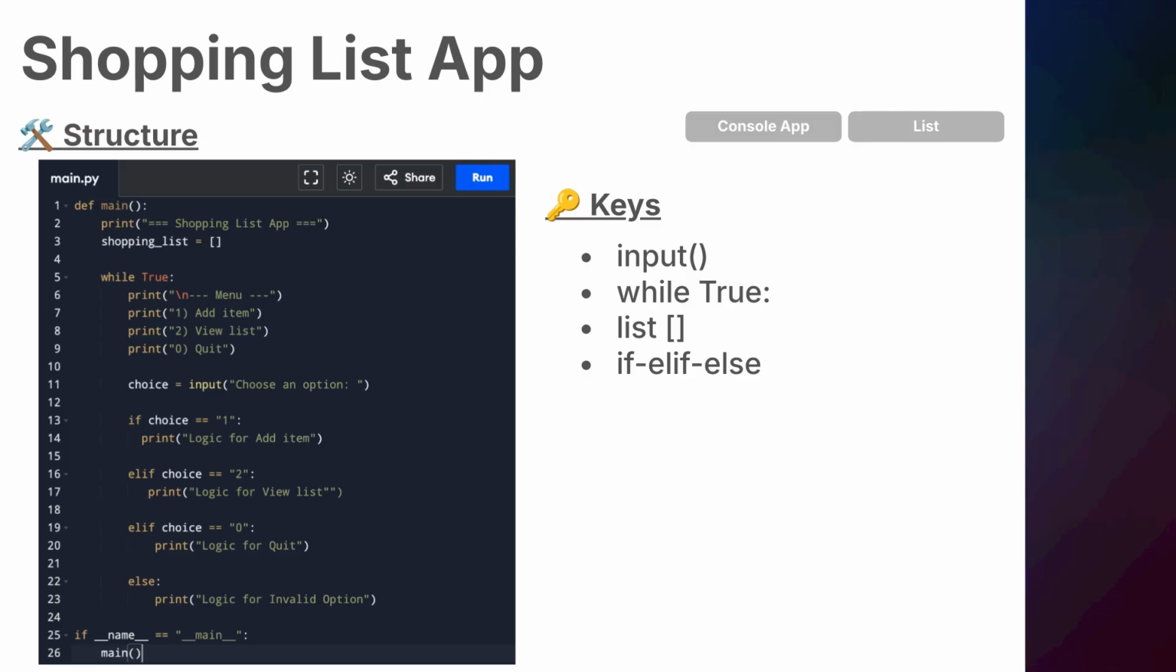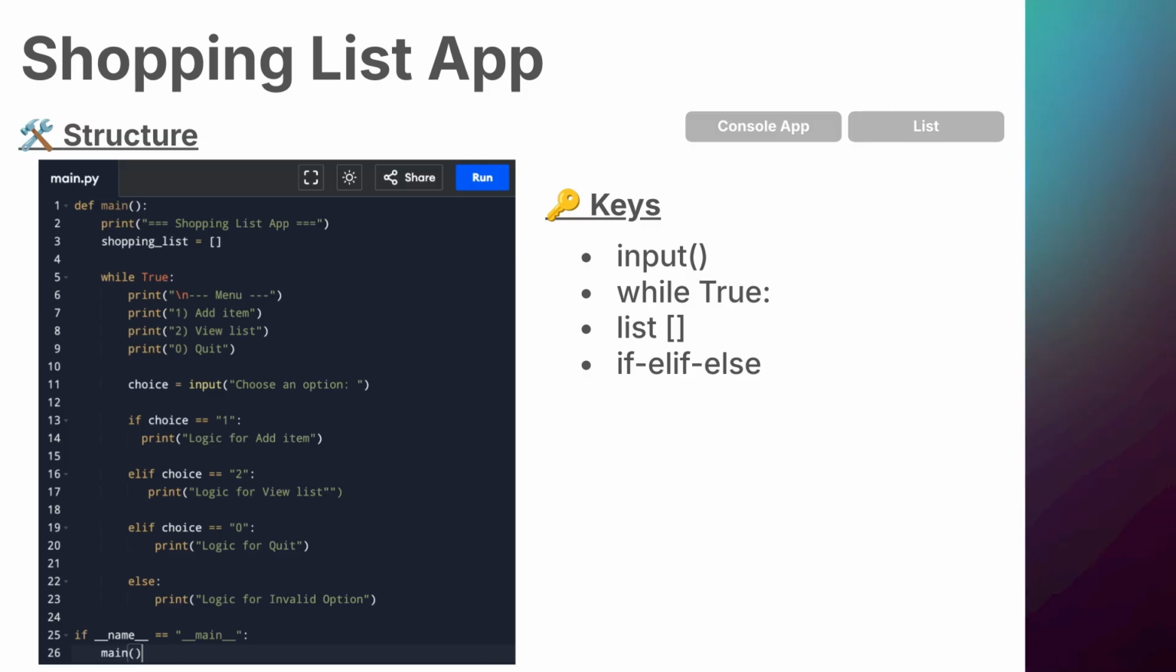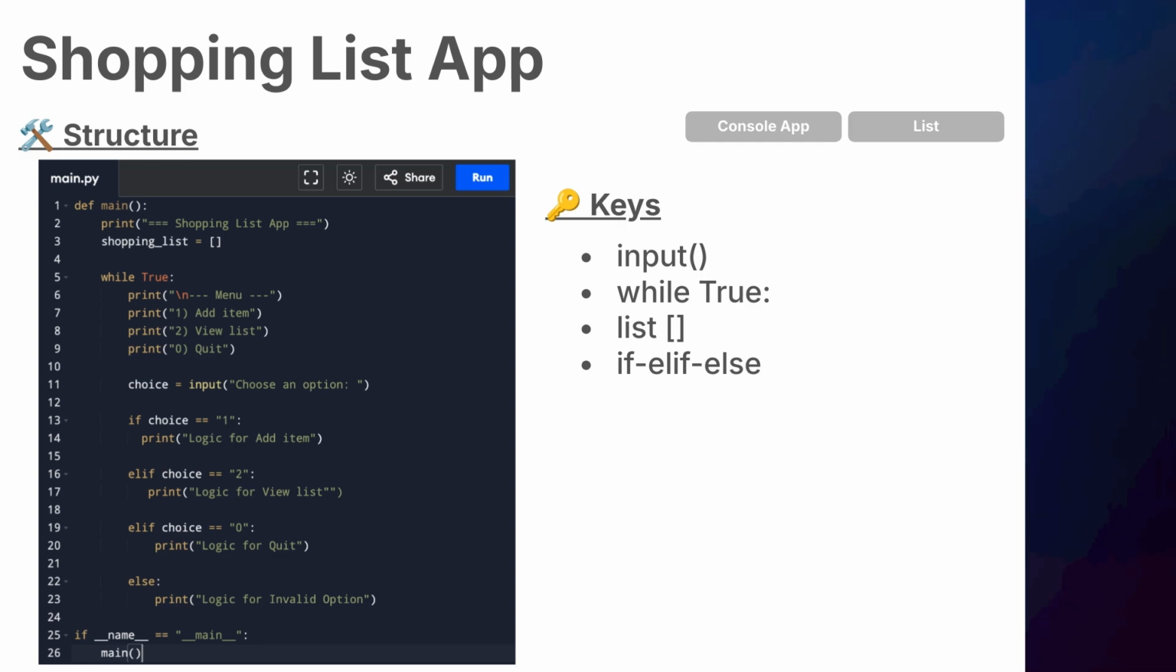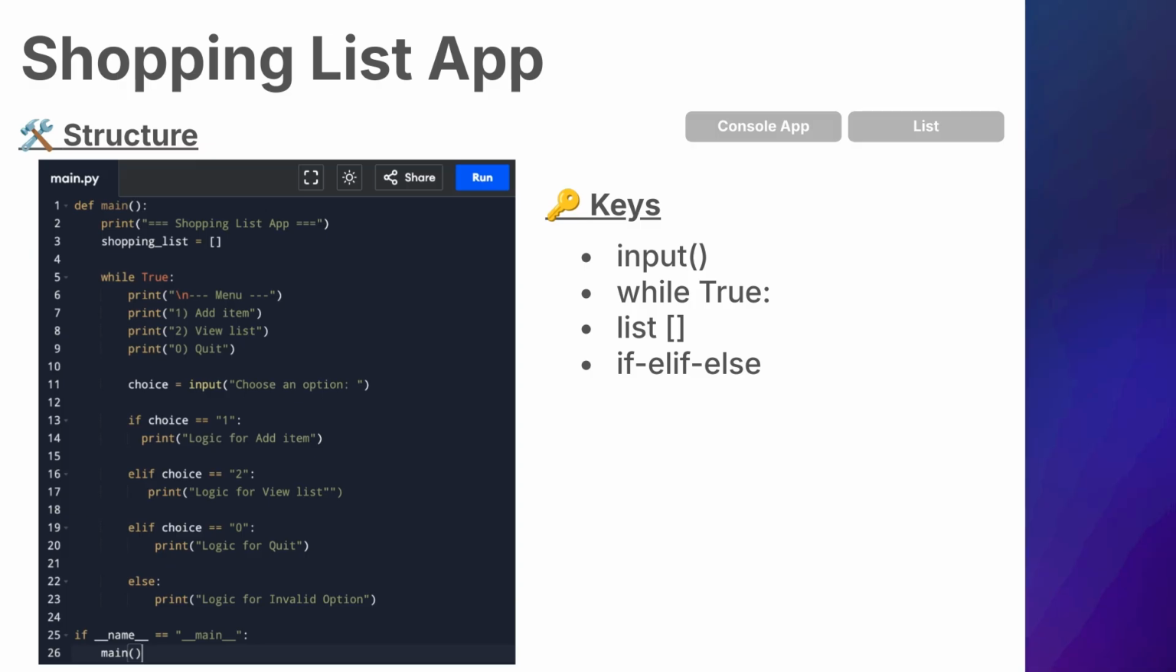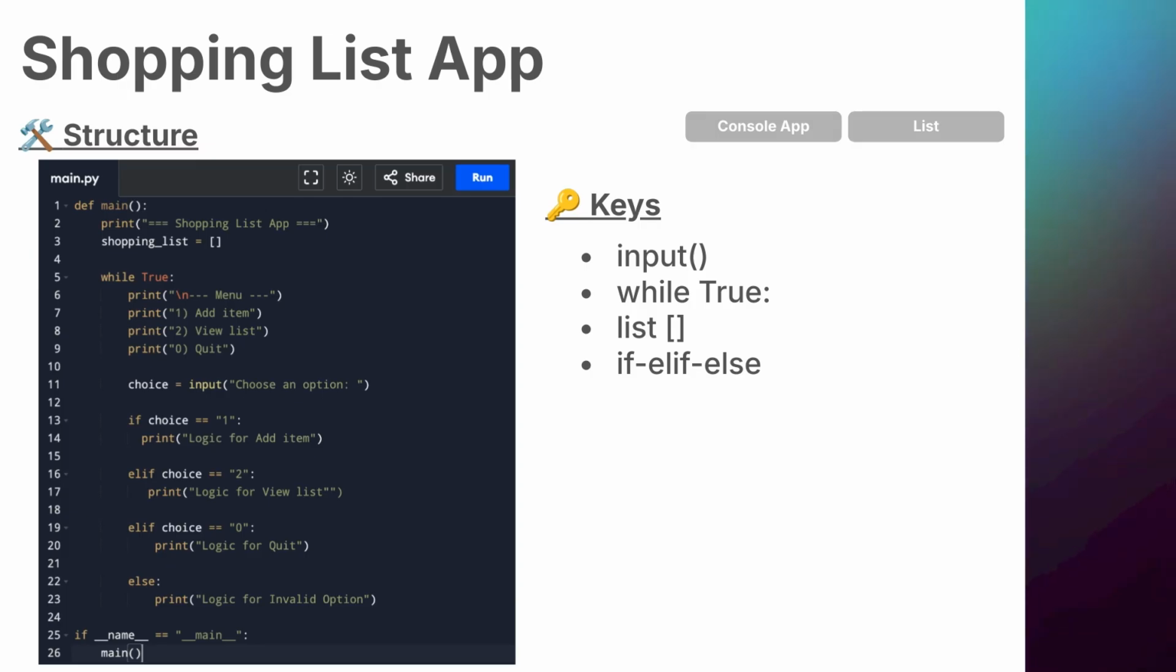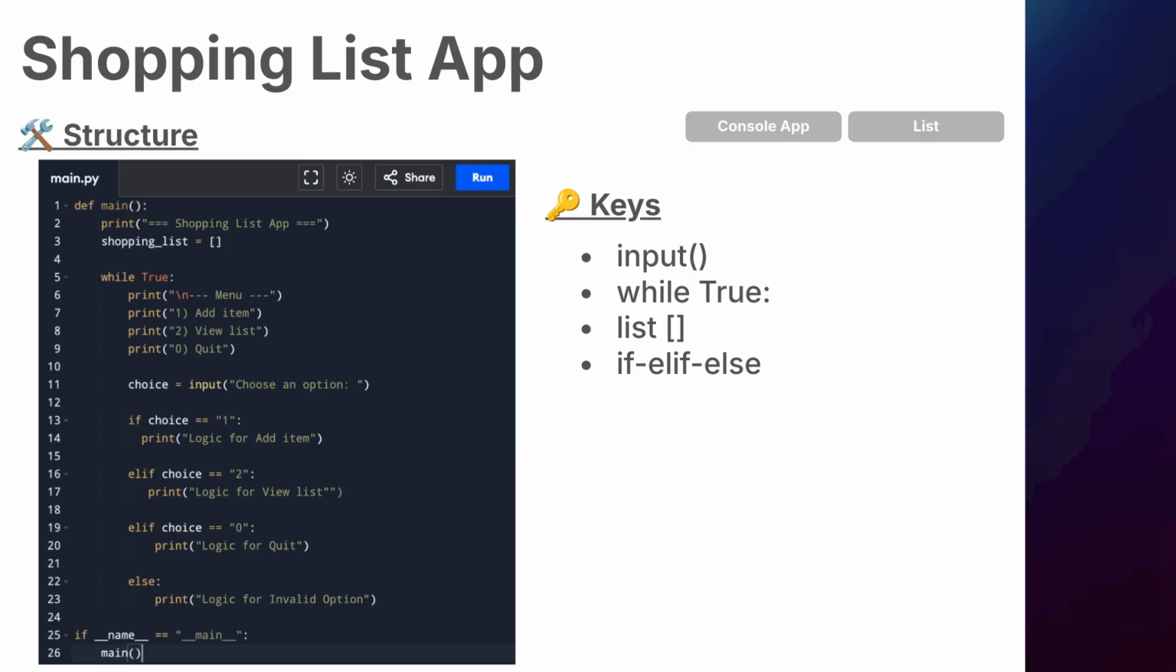Let's begin by setting up the very first step of our shopping list app. Right now, instead of writing the whole program at once, we're only creating a structure or template. At the top, we define a main function. It prints the title Shopping List App so the user knows what program is running. We also create an empty list called shopping_list that we'll use later to store items.